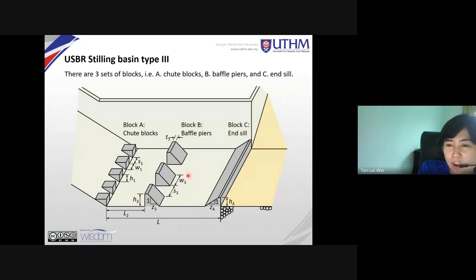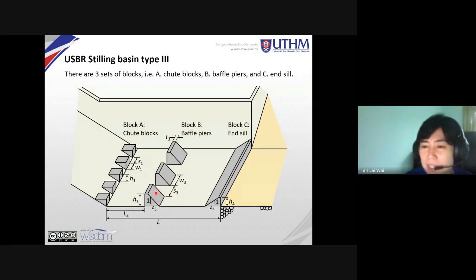Then for block B, if you look here, we are using the subscript 3. That represents thickness. T3 is the thickness of block B. W3 would be the width of your baffle piers, block B. S would be the space between blocks B. H3 would be the height of block B. And Z3 would be the slope.